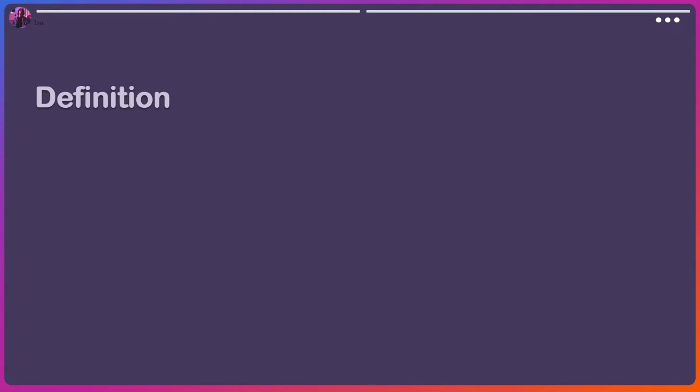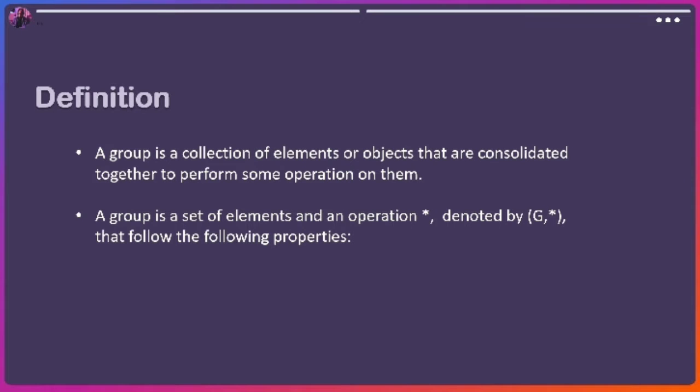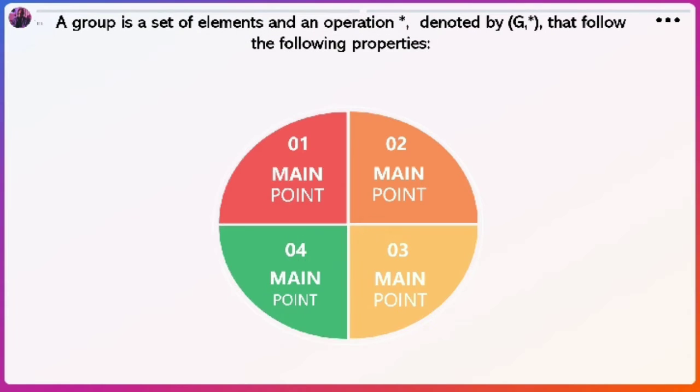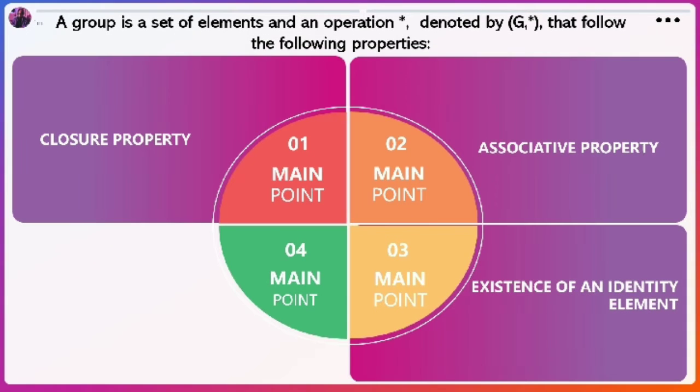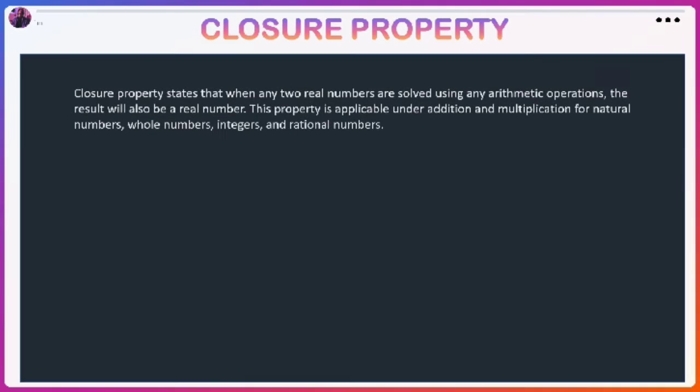Definition of a group. A group is a collection of elements or objects that are consolidated together to perform some operation on them. A group is a set of elements and an operation star, denoted by G star, that follows the following properties: closure property, associative property, existence of an identity element, and existence of an inverse element. The first one is closure property.